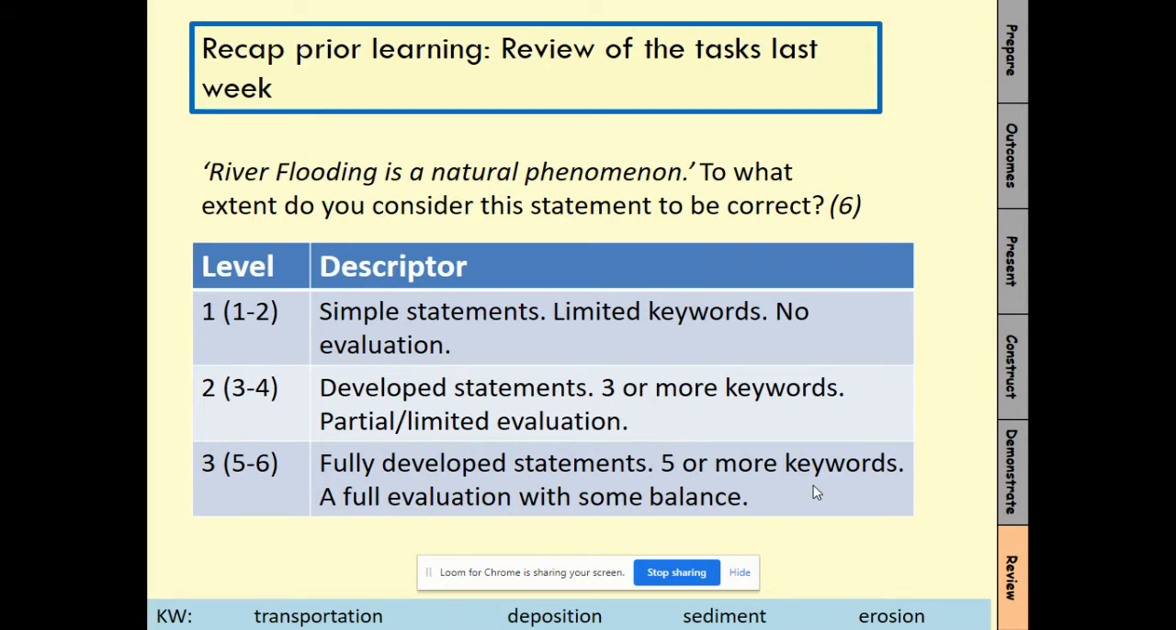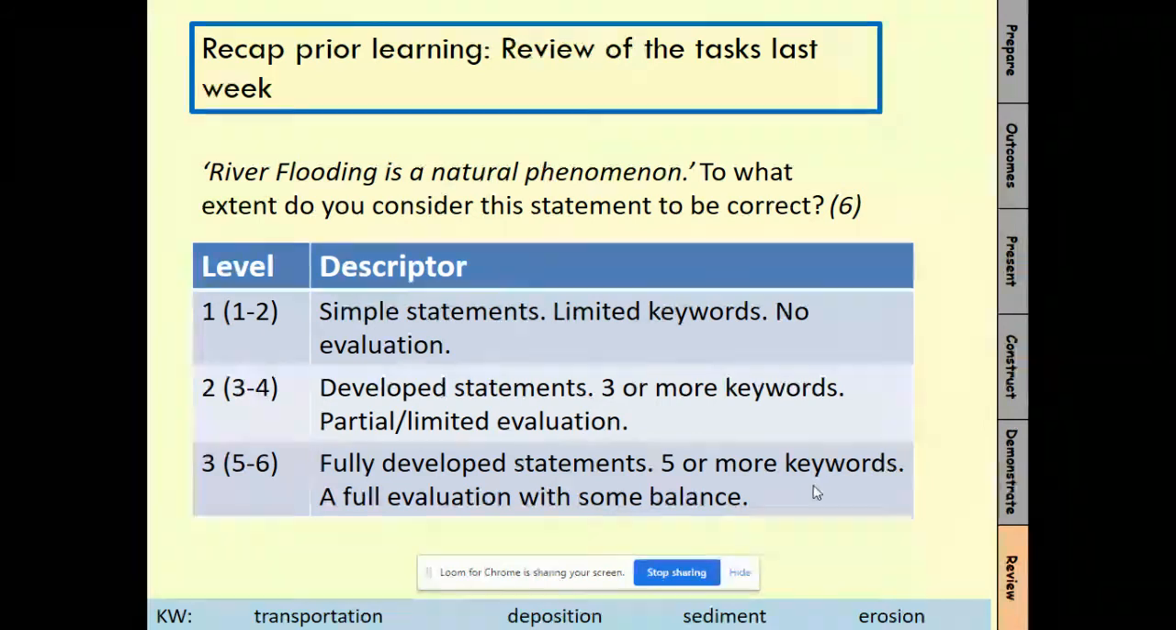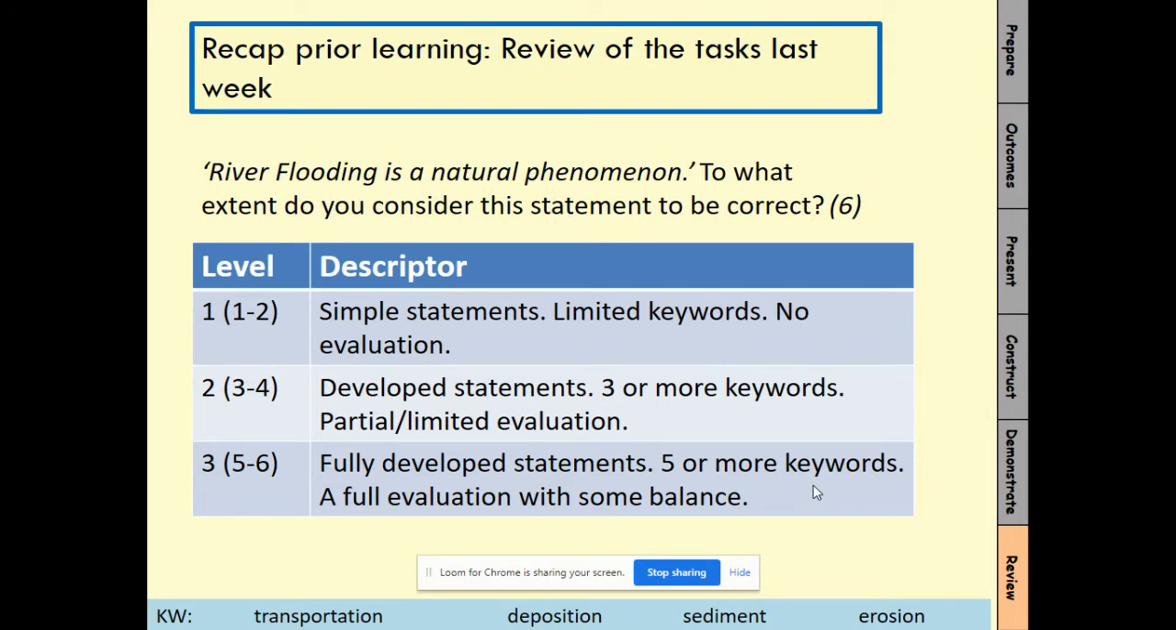This means that you're taking it a little bit further and explaining your point. A good way of practicing this is to think of the answer in your head. You'll always think of a keyword or a point, and then just ask yourself, so what? And then try and take that answer a little bit further. At the end, fully developed statements is really where, especially with river flooding, you're looking for quite a lot of keywords and fully developed ideas. We'll come on to that in today's lesson as well.